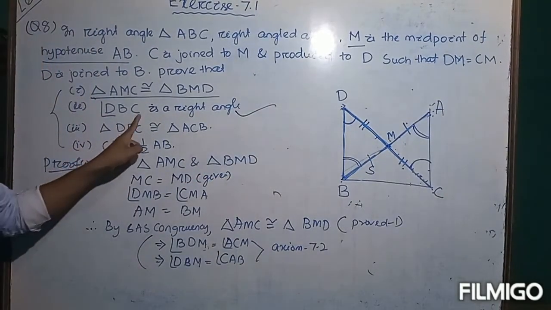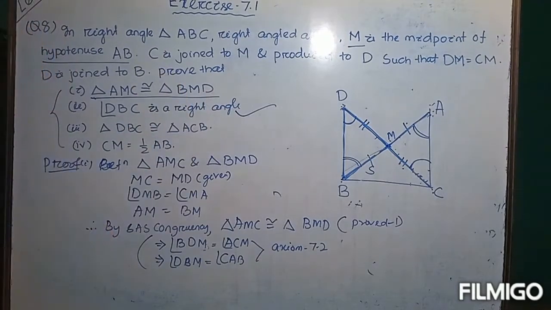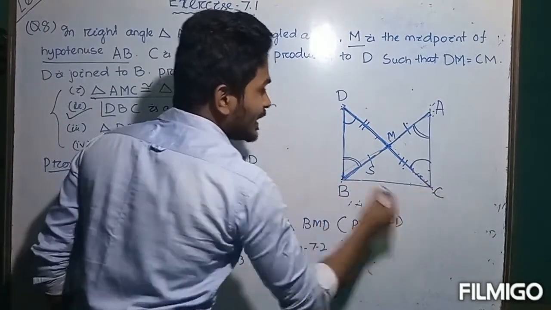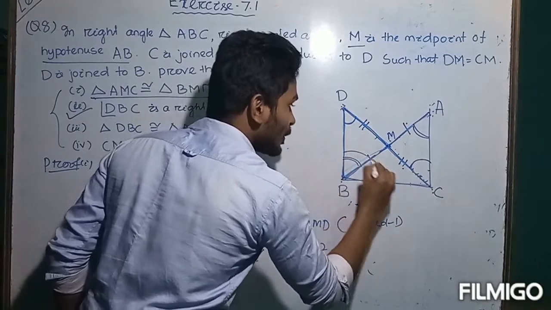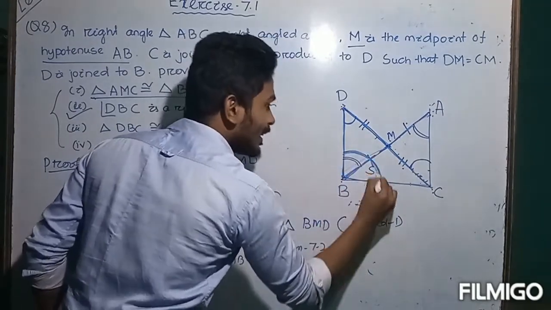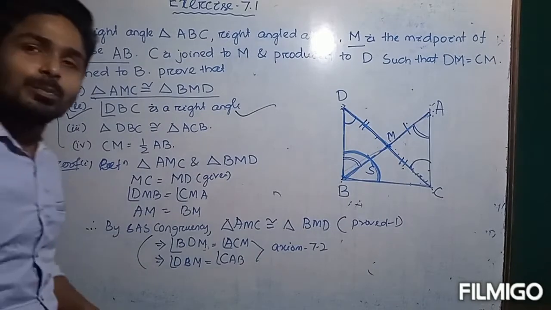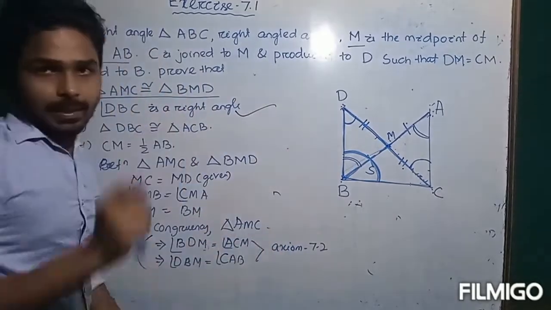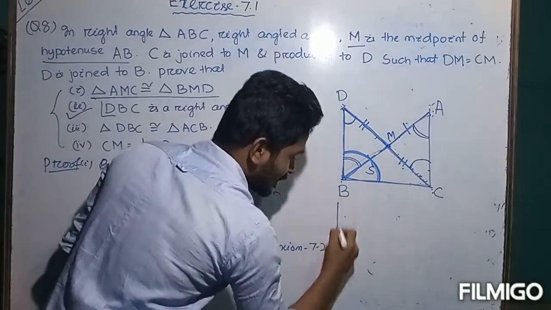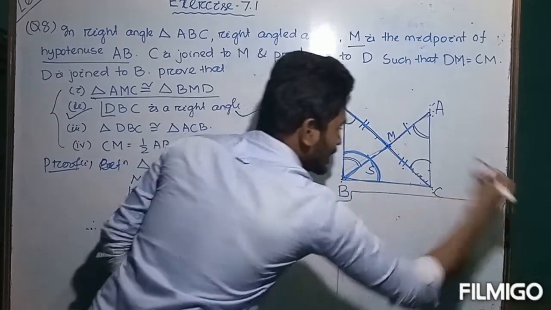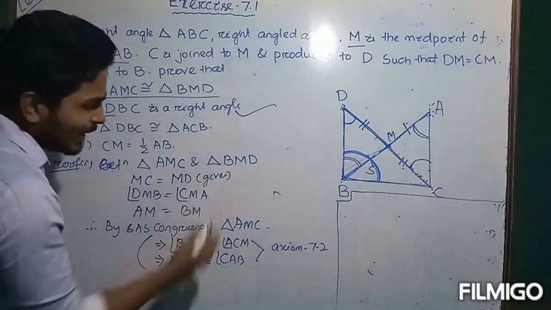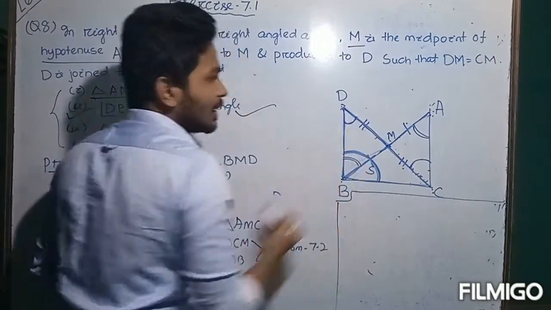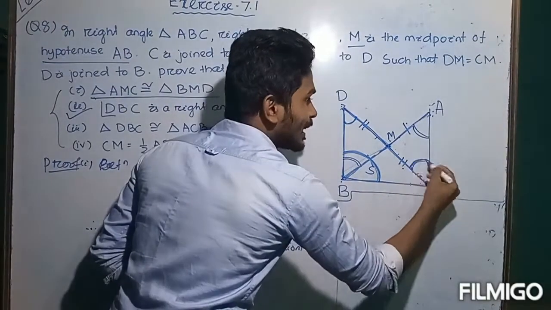What is that? DBC is a right angle. So we will prove the second statement, DBC. Which angle? DBC. Again I am telling you, DBC. That means you have to prove that this angle is a right angle. How can we prove it? Let's see. It is not as difficult as you think. Okay, see. We have found that BDM, this angle, is equal to this angle.